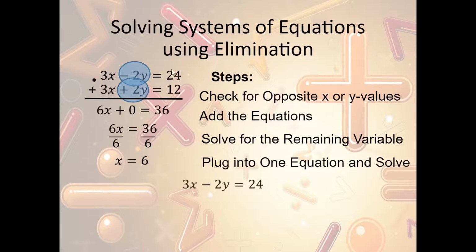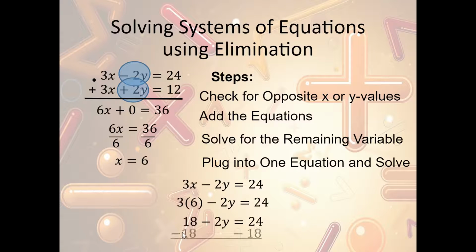So we'll go ahead and pick this one. We'll pick the first one. And we're going to plug 6 in where x is. So instead of being 3x minus 2y is equal to 24, it's going to be 3 times 6 minus 2y is equal to 24. So 3 times 6 is 18. So we get 18 minus 2y is equal to 24. We need to get rid of this 18. So we're going to subtract 18 to get rid of that. And we're left with negative 2y is equal to 24 minus 18 is 6. We'll divide both sides by negative 2, and we get y is equal to negative 3.